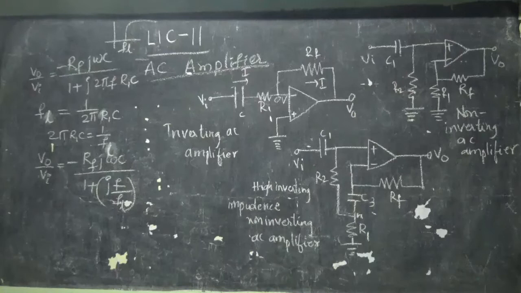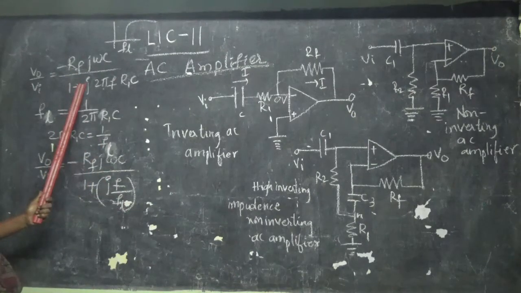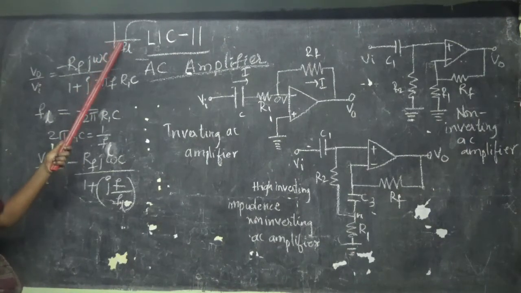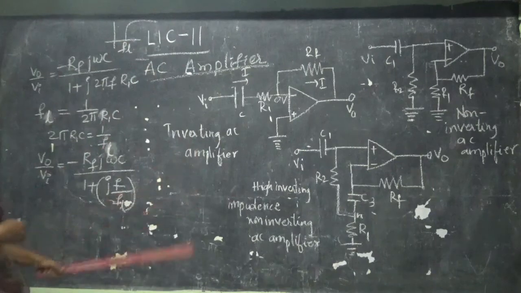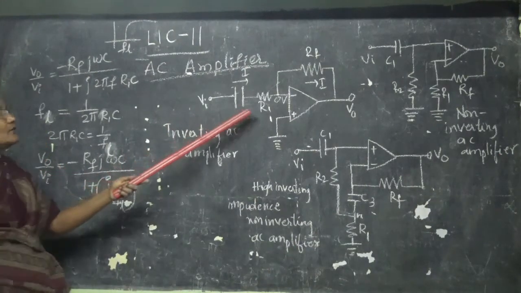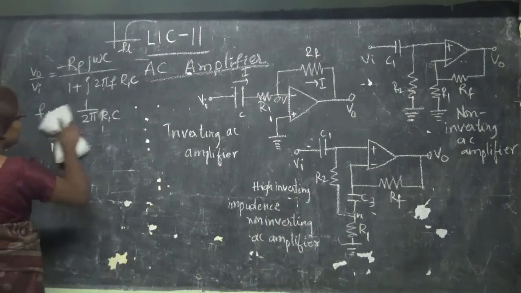So this is called the corner frequency, the lower cutoff frequency. Up to that point all frequencies are blocked. After that point all frequencies are passed. AC components will be passed. So this is the gain equation of this AC amplifier using an inverting op-amp.